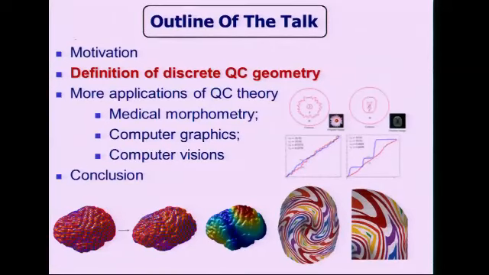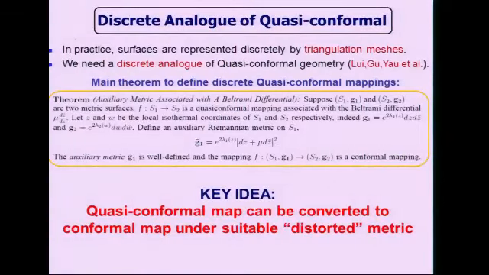Now I'm going to briefly describe how we can define a discrete quasi-conformal geometry on triangulation meshes. In order to define a discrete analog of quasi-conformal mapping on a discrete triangulation mesh, we have to look at one observation about quasi-conformal mapping between smooth surfaces. Before we go into the discrete case, let's first look at the continuous, smooth case. Suppose we have two Riemann surfaces S1 and S2 with Riemannian metrics G1 and G2. Suppose we have a quasi-conformal mapping between the two surfaces, associated with some Beltrami coefficient mu.